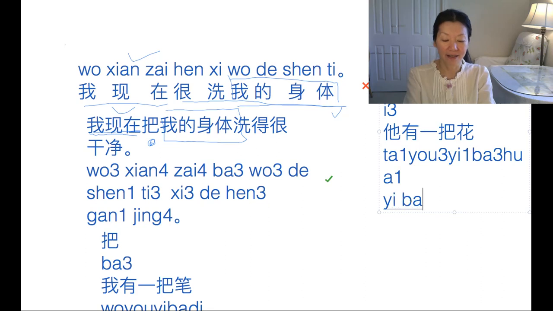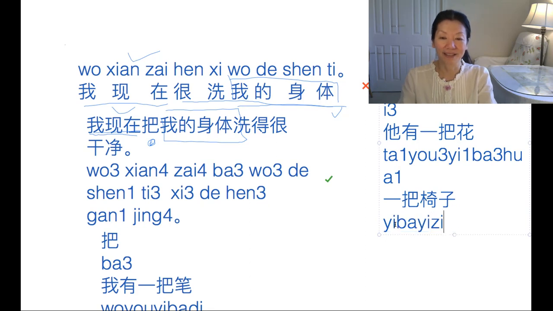一把椅子. Change character. 一把椅子. 一, fourth tone, 把, the third tone, 椅, the third tone, 子. 一把椅子. 椅子 is a chair. 一把椅子.